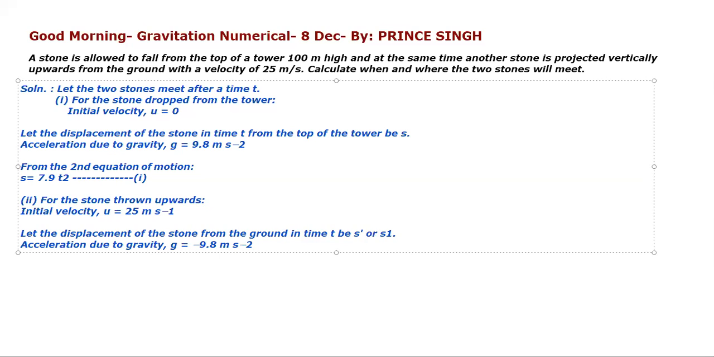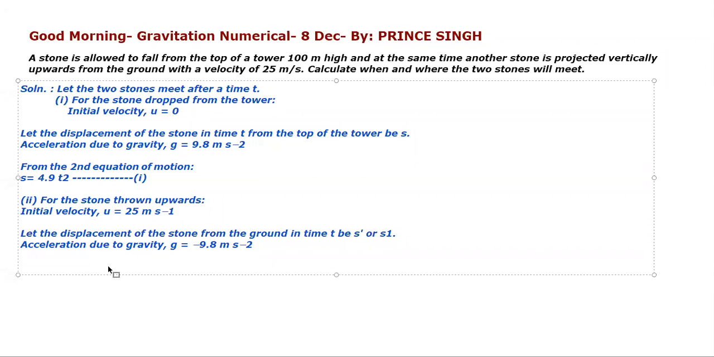So the question from Harith, how 7.9? When we use the second equation of motion, s equals ut plus half gt square. Okay, u is 0, so you will get the value of ut as 0. Then half the value of g is 9.8 into t square. So when you divide 9.8 by 2, you will get 4.9, not 7.9, 4.9. The 7 was just above the 4, so it was typed like this.